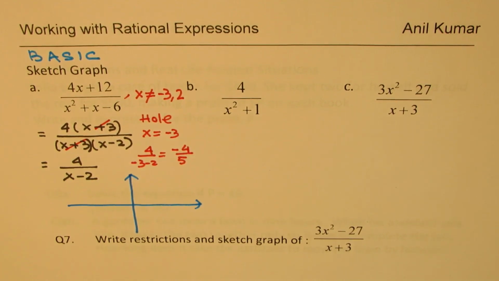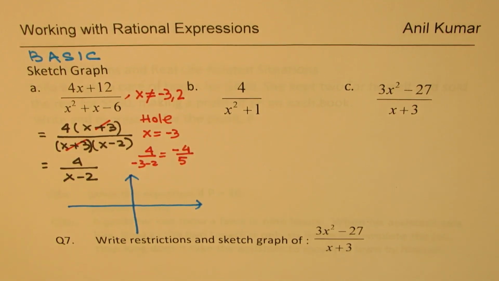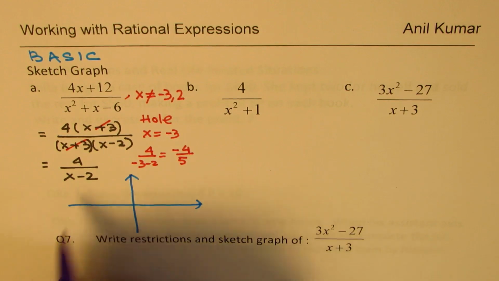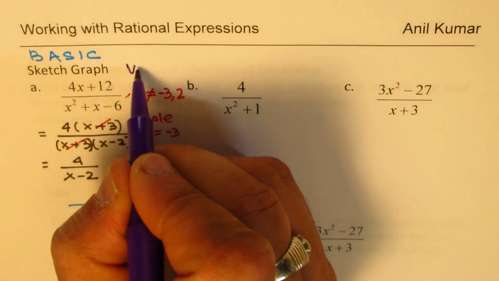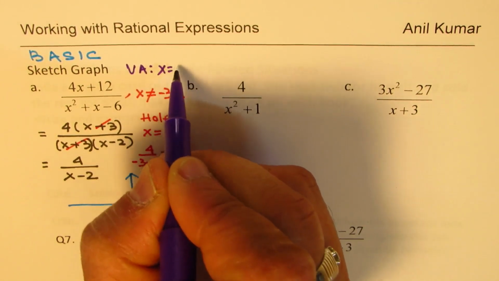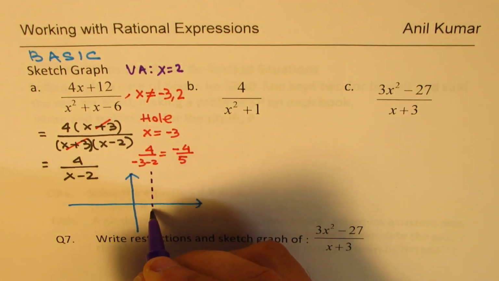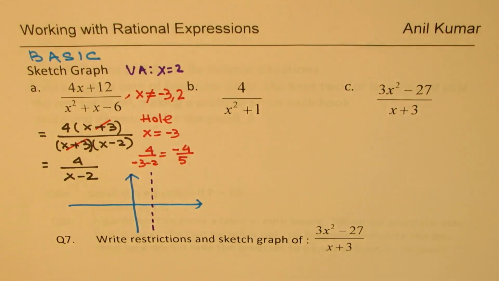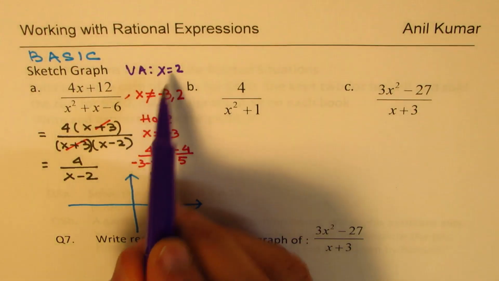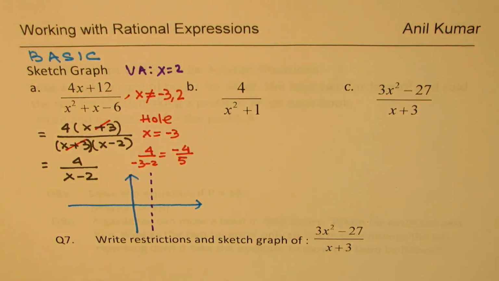Now let us see. We have a vertical asymptote at what point? x equals 2, right? So we have a vertical asymptote at x equals 2. It means that x equals 2 is not in our domain, right? So that is our vertical asymptote. So we can also say the domain is all real numbers but not x equals 2, right?